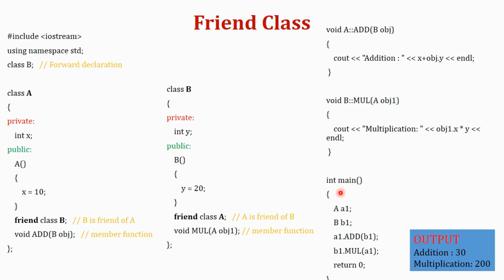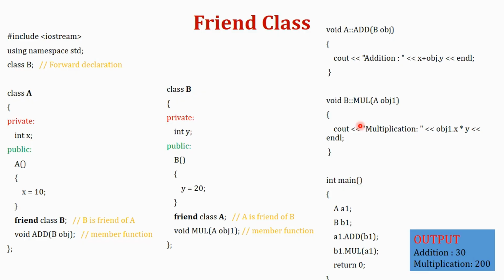In the main method, an object A1 is created from A, and one more object B1 is created from B. Then we are going to invoke the methods. For example, A1.add, where B1 acts as a parameter here. And next B1 dot multiplication, where the A1 object acts as a parameter here. In that case, both methods are invoked and executed.